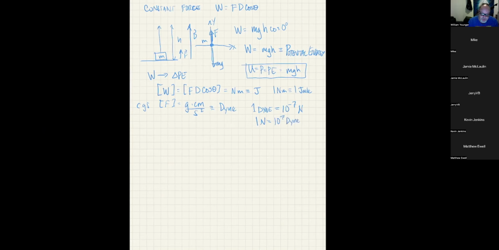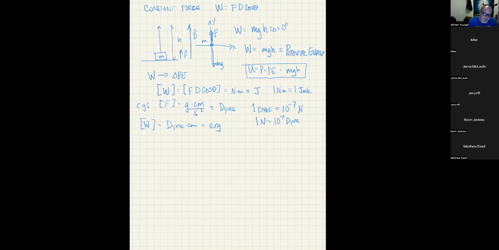But it also turns out that in the CGS system, the unit of work would be the dyne times the centimeter. And the dyne times the centimeter is actually something called an erg. So you've heard of phrases like ergonomics. That's where that came from. Erg is a unit of energy. And in fact, the erg is such that, actually, this should have been a 5th.